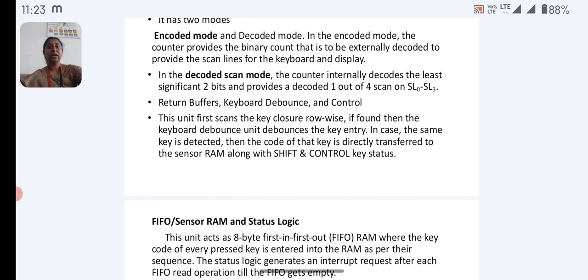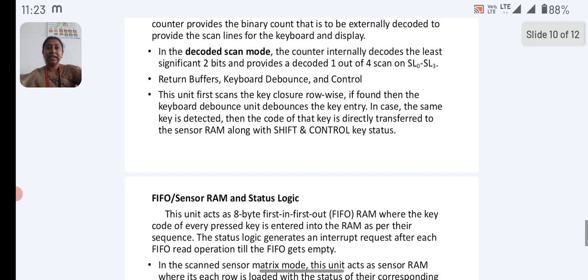The return buffers, keyboard debounce and the control are used here. This unit first scans the keys row wise. If any key debounce is found, then the key entry is made. In case the same key is detected, then the code of the key is directly transferred to the sensor RAM along with the shift and control key status.